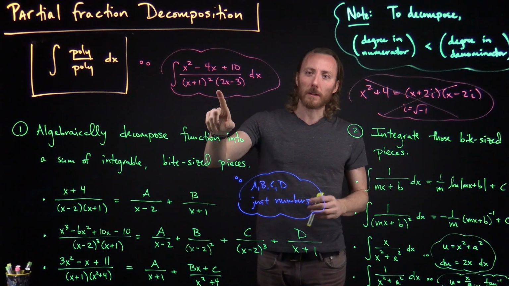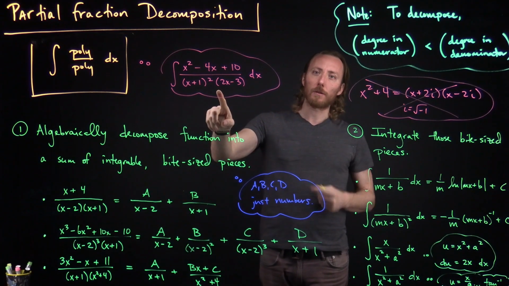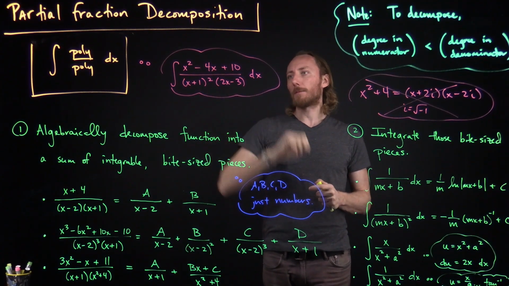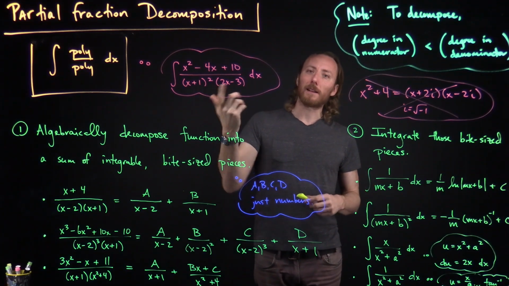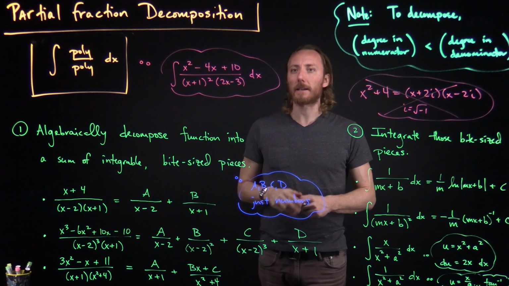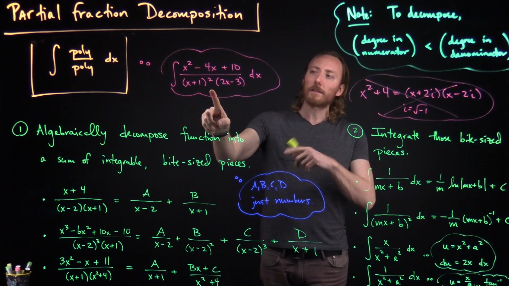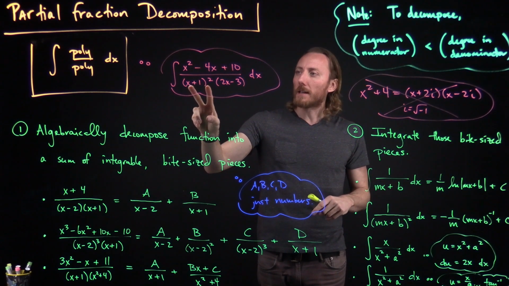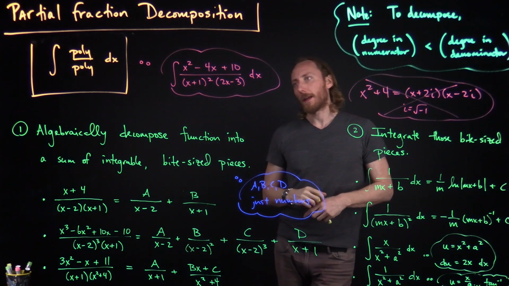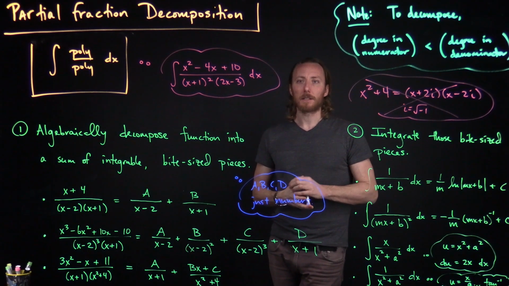So an example of such would be like this: x squared minus 4x plus 10 over (x plus 1) squared times (2x minus 3). So this function, you can see quite clearly there's a polynomial upstairs, x squared minus 4x plus 10, and downstairs you have to FOIL everything out and do all the distributive property, but if you did, you'd get a degree 2 thing times a degree 1 thing, ultimately a degree 3 thing downstairs.